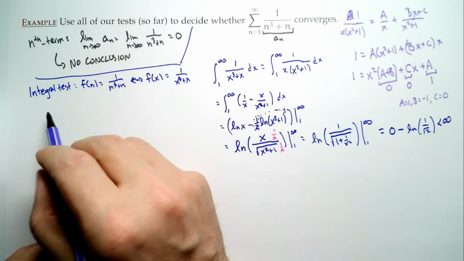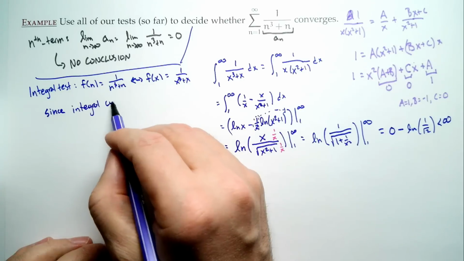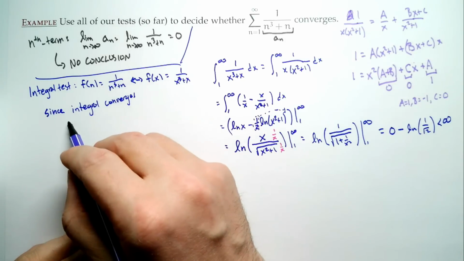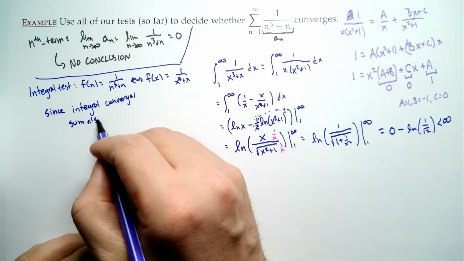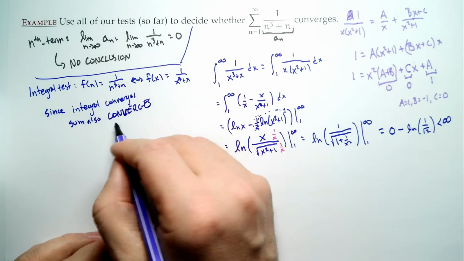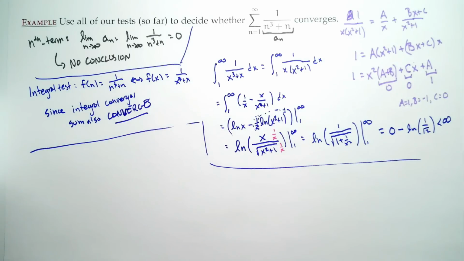Okay, so since the integral converges, what's the conclusion? Remember, what does the integral test say? The integral test says, do the integral of the series and look at that. If the integral converges, then the sum converges, and if the integral diverges, then the sum diverges. So since the integral converges, the sum also converges. All right, so now we know the answer, that it's going to converge. And there's the work if we did the integral test. You'll notice that was quite a bit of work there.